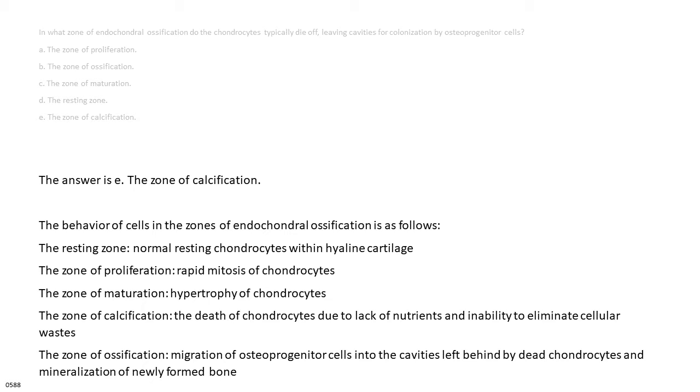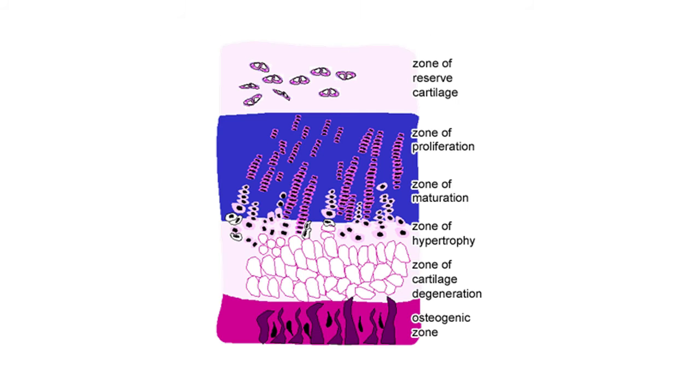The zone of calcification, the death of chondrocytes due to lack of nutrients and inability to eliminate cellular wastes. The zone of ossification, migration of osteoprogenitor cells into the cavities left behind by dead chondrocytes and mineralization of newly formed bone.